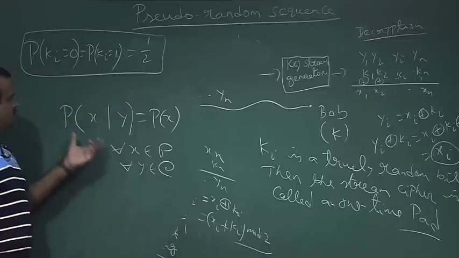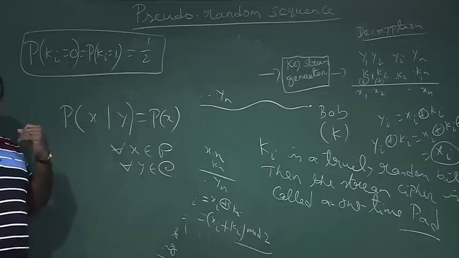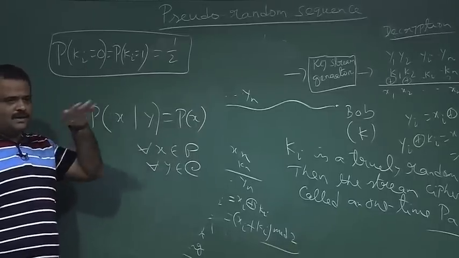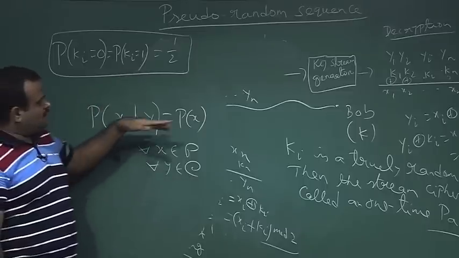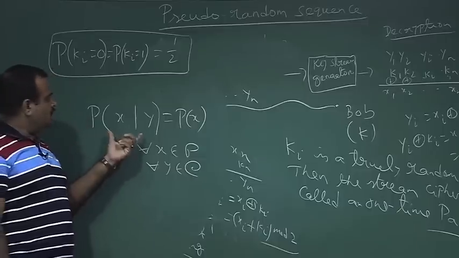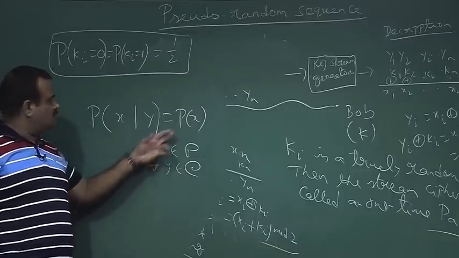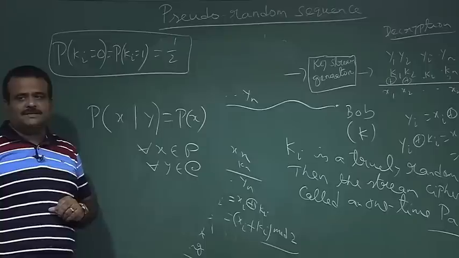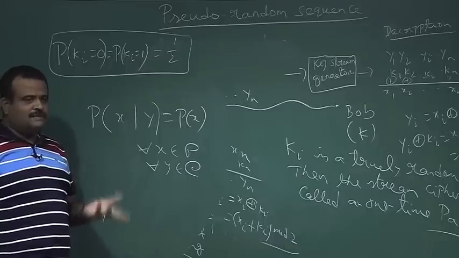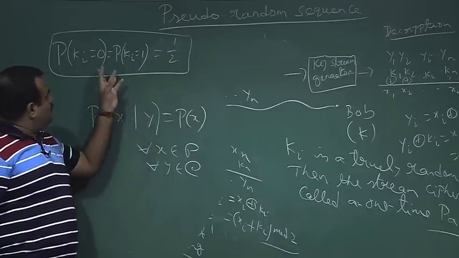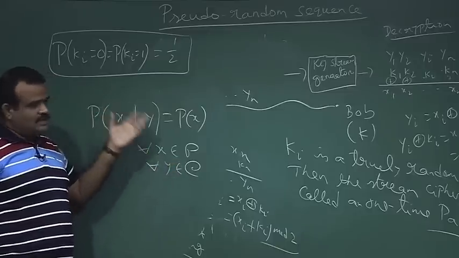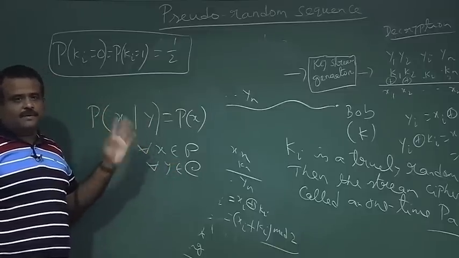So, if this is satisfied, then we are not getting any information by seeing the ciphertext, because the ciphertext is sent over the public channel, so Oscar also has access to it. If this probability is the same as the probability of the plain text, that means we are not getting any advantage from knowing the ciphertext. And by assuming this is a truly random bit, we have seen in the last class that we can achieve the Shannon notion of perfect secrecy.